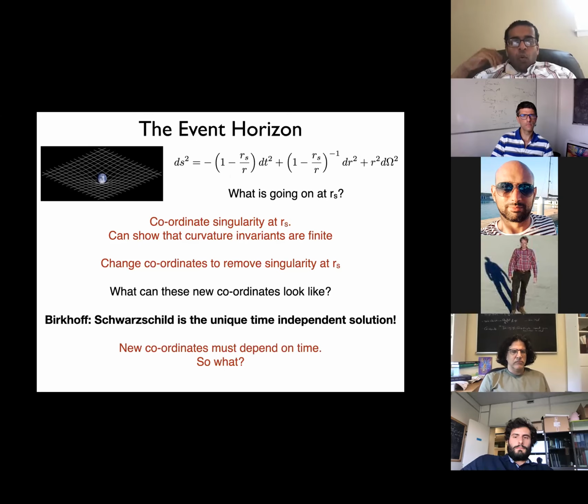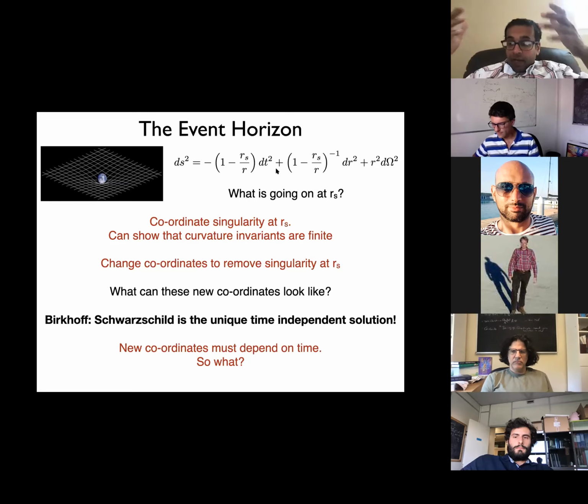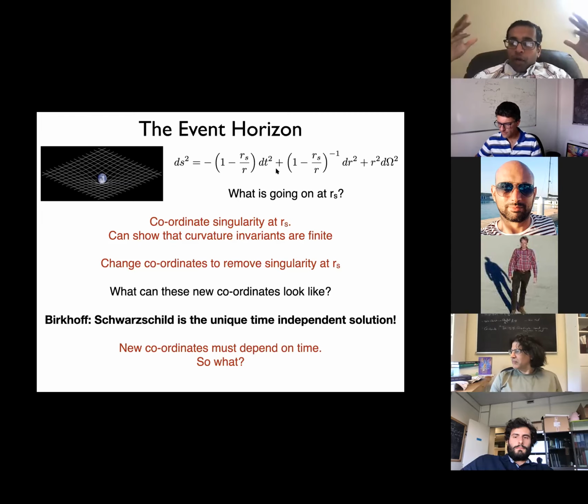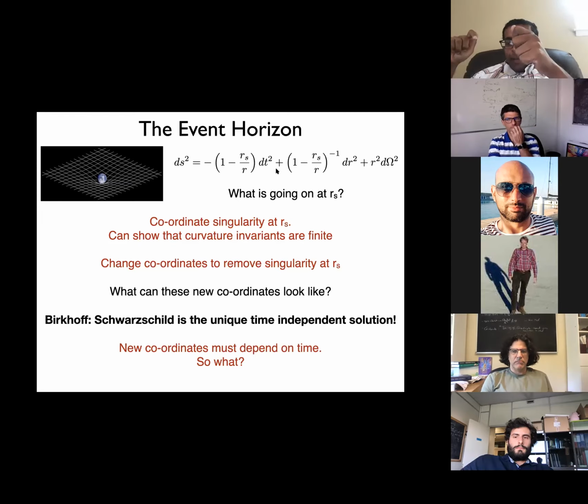Then comes the question, what can these new magical coordinates look like that remove this coordinate singularity at the point r equal to rs? And here you run into the famous Birkhoff theorem, which essentially shows that the Schwarzschild metric is the unique time-independent, spherically symmetric solution. When you try to prove Birkhoff's theorem, if you go to the math, you will find that if you try to write the metric in a time-independent way, you will derive the Schwarzschild solution as a consequence. So there is no freedom for you. The moment you require time independence, the Schwarzschild solution automatically flows out of it.